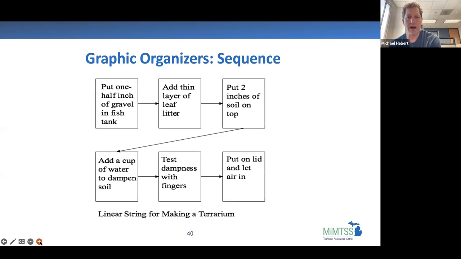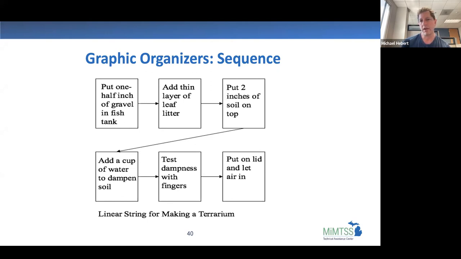For sequence of events, often we can use things like arrows. I really love using arrows, things like this, right? You can put boxes, and this is for building a terrarium, and it's just a linear string. Do this first, then do this, and do this next. This is great for how-tos, right? If you want to show how to do something, often we can do things in a sequence.